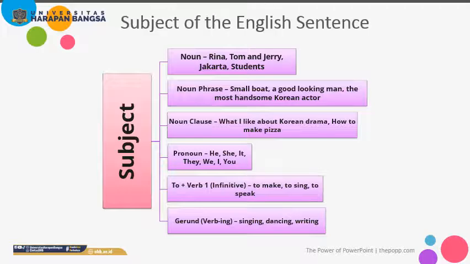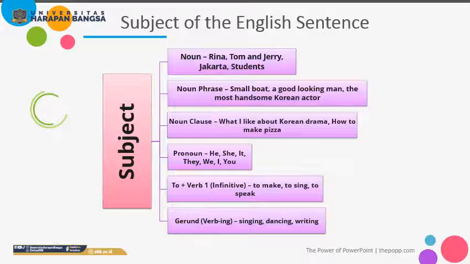Let's continue to the subject of the English sentence. So what can be the subject of the English sentence? Let's see here. We have noun, noun phrase, noun clause, pronoun, to plus infinitive or to plus verb 1, and gerund or verb ing. Let's see the first one. Noun. Noun is kata benda.